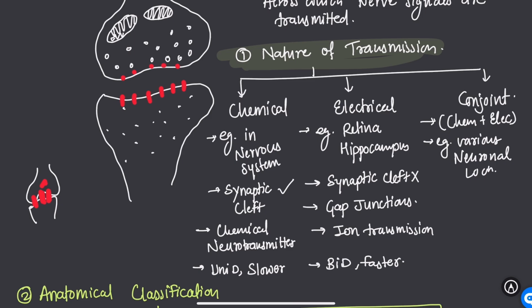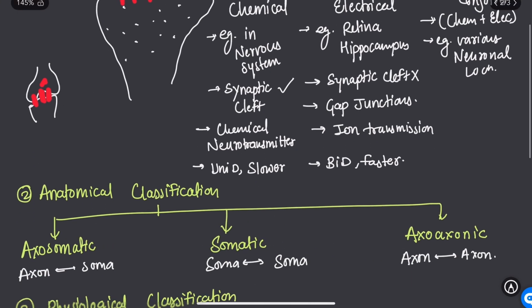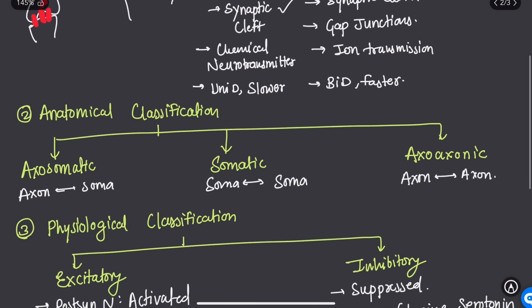This conjoined synapse has features of both chemical and electrical synapse, and it is present at various neuronal locations, and it has the advantage of containing features of both chemical and electrical synapse. It is more beneficial in speed and flexibility. Then according to anatomical classification, there are three types. First is axosomatic, then somatic, and then axonic.